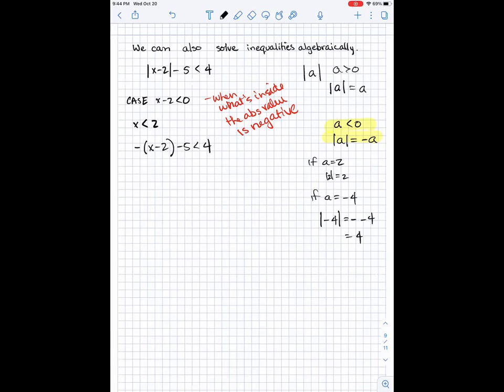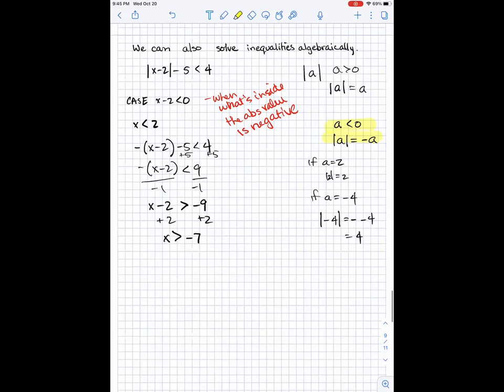So now I just solve it as normal. So negative x minus 2, I'm going to add that 5 to the other side, makes it less than 9. I'm going to divide by -1. This gives me my x minus 2. Remember, dividing by a negative makes us flip the inequality sign. And we've got the -9 there. Then we add 2 to both sides. So x is greater than -7.